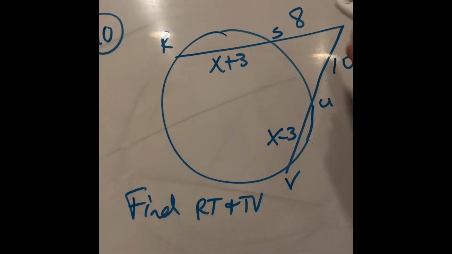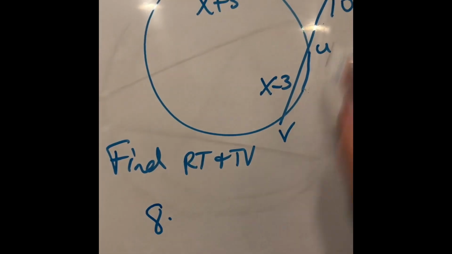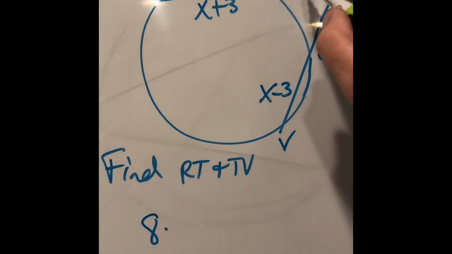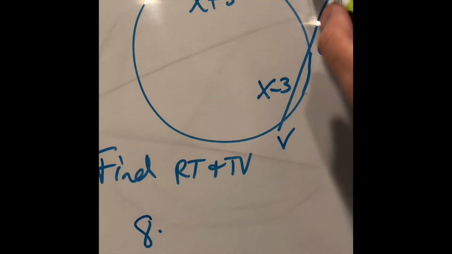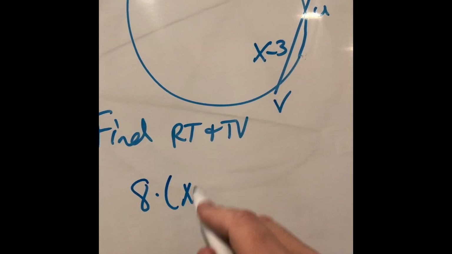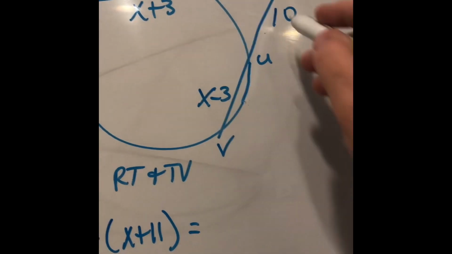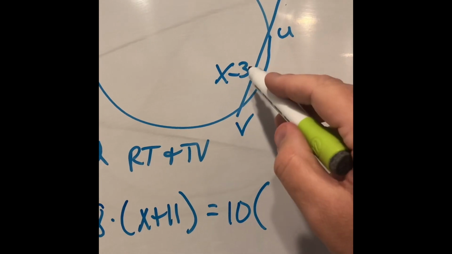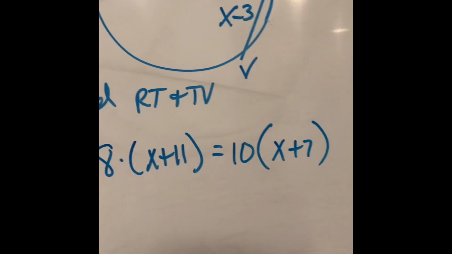So I'm going to take the outside part 8 up here at the top times the whole thing, which is x plus 3 plus the outside part. So that's not just x plus 3 with an 8. That's going to be x plus 11. Then that's going to equal outside part 10 times the whole thing, which is x minus 3 plus 10. So that's x plus 7.